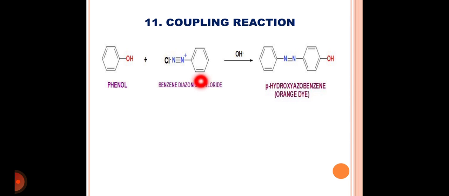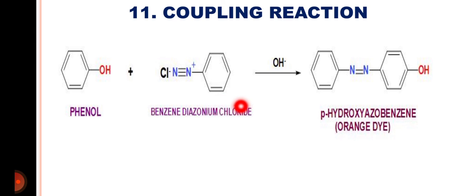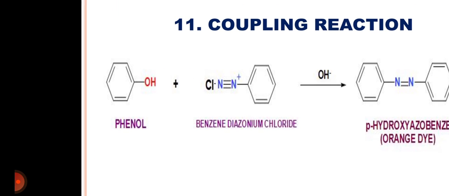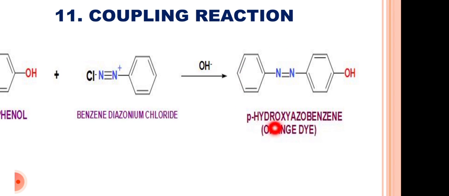The last reaction is the coupling reaction. Here this word coupling simply means the combination of two molecules to form a bigger molecule. Phenol reacts with benzene diazonium chloride in presence of a base. The diazonium group, being electrophilic in nature, attacks on the para position of the hydroxyl group to form this product, which is called as para-hydroxyazobenzene, which is commonly referred as orange dye. This orange dye means that the product obtained is orange in color.